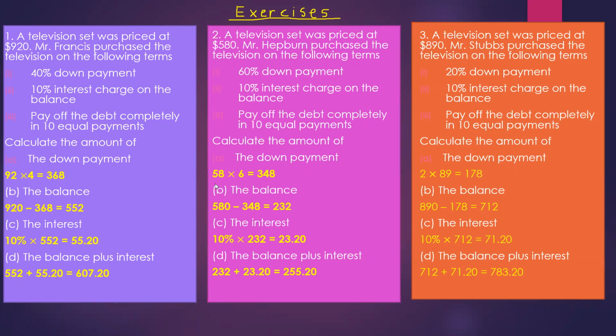Daniel, can you explain the second example, please? Number 2. A television set was priced at $580. Mr. Hepburn purchased the television on the following terms: 60% down payment, 10% interest charge on the balance, pay off the debt completely in 10 equal payments. Calculate the amount of the down payment.